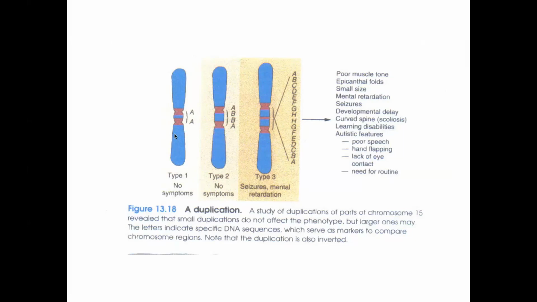Okay, so in any event, here's normal chromosome 15. They call it type 1, so normal healthy individuals carry that version of chromosome 15. There's a type 2 version of chromosome 15 that carries a duplication around the centromere. And in this case, the duplication encompasses maybe a handful of genes.